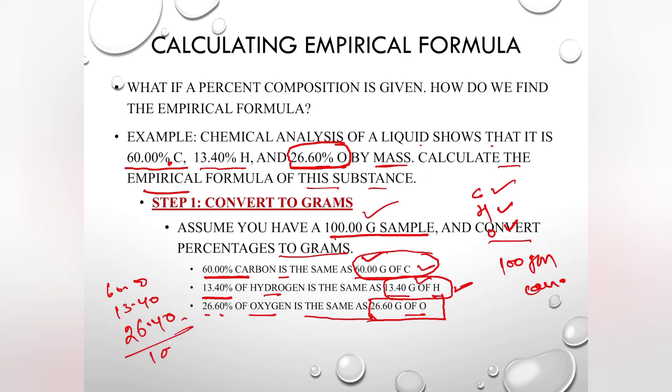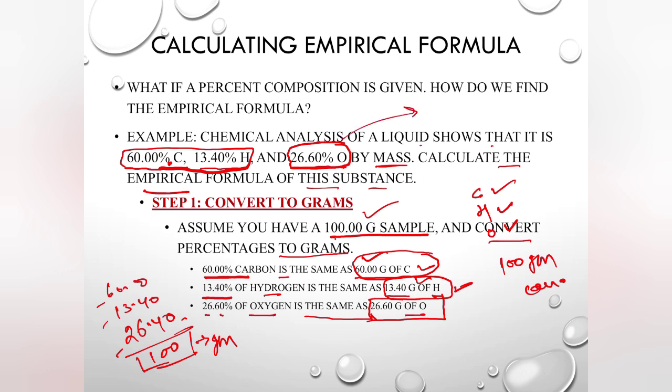Here in the example, if we add all the percentages, we get 100. It means we take a mass of 100 grams. But in some problems, oxygen is not given, or the total sum of the percentages given is not equal to 100. In that case, the remaining percentage is counted as the oxygen percentage.